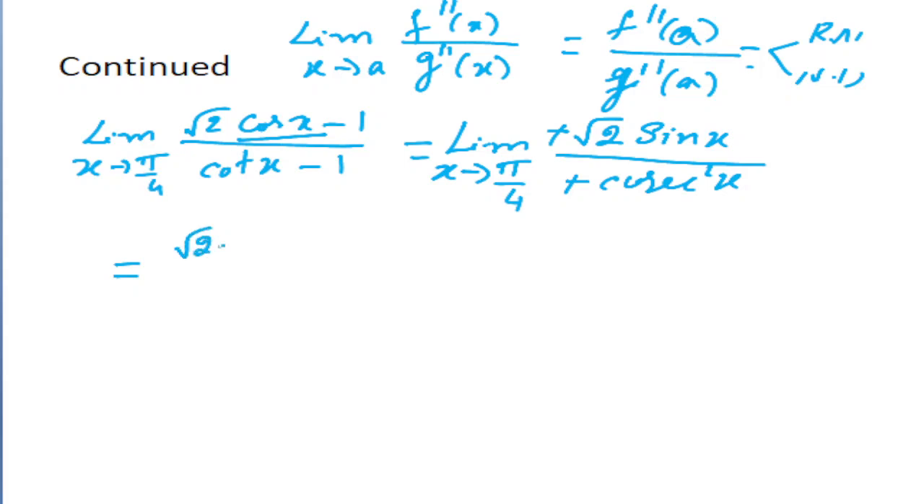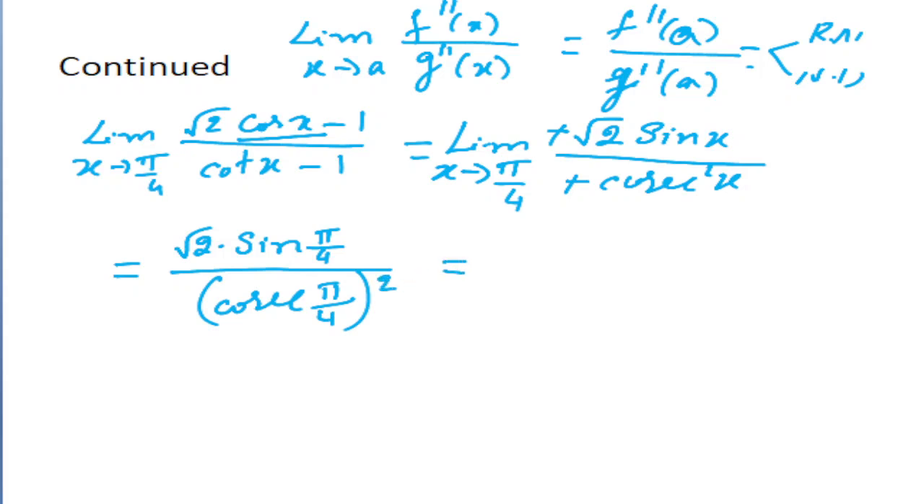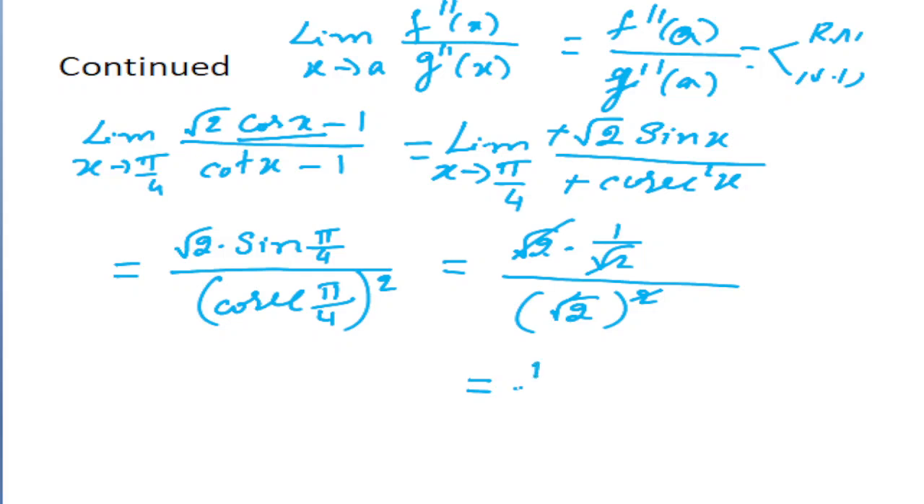Now root 2 into sine pi by 4 whole divided by cosecant square pi by 4, or you can write cosecant pi by 4 whole square, both are same. Now root 2 into sin pi by 4 value is 1 by root 2 whole divided by cosecant pi by 4, reciprocal of this, root 2 whole square. In the numerator, root 2 and root 2 will get cancelled. In the denominator, square and square root get cancelled. And your answer is here, friends, 1 divided by 2.